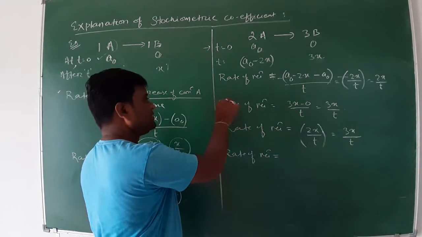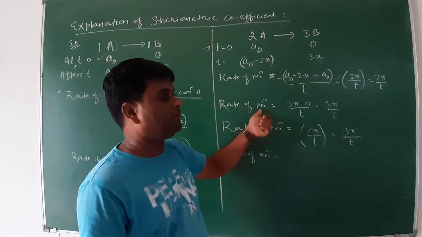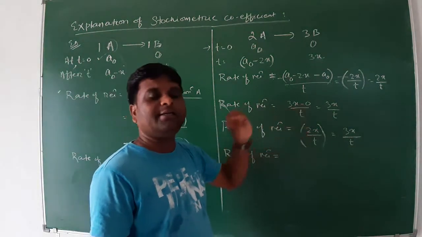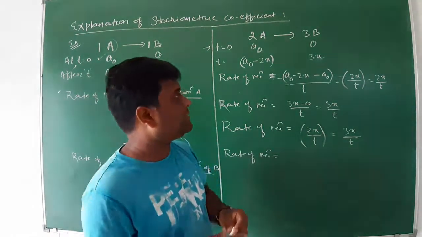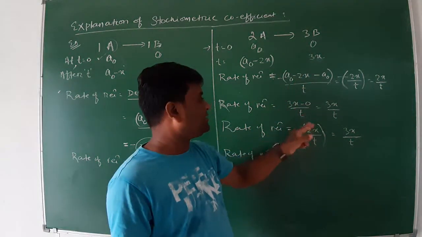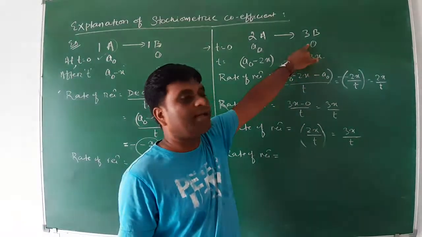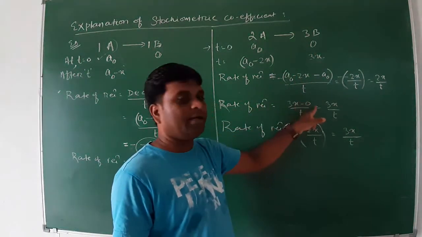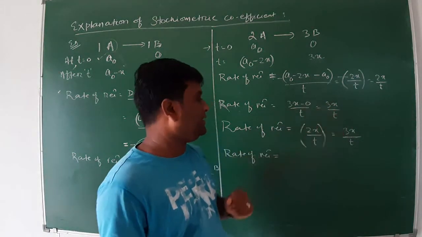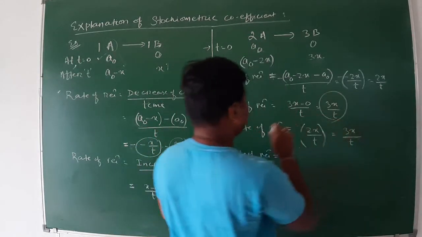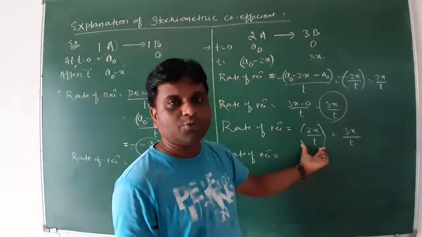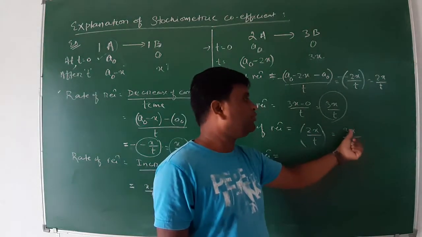For the product, similarly we can write rate of reaction equal to the increase in the concentration of the product divided by time. Increase in the concentration of the product means final concentration of the product minus initial concentration of the product. So now it is 3x, the final concentration. Initial concentration is 0. So 3x minus 0 divided by the time interval t, so now it will be 3x by t. So here the rate expression is 2x by t in terms of reactant, and for the product it will be 3x by t.